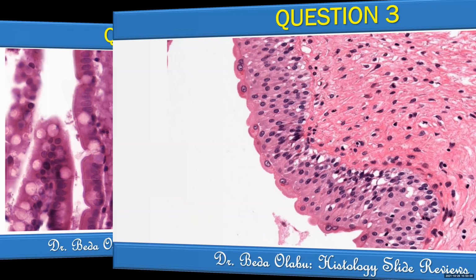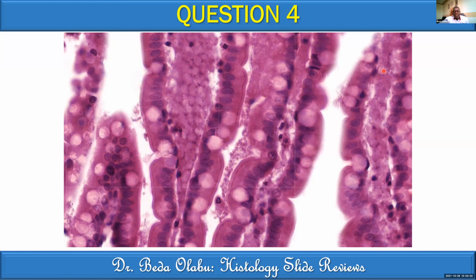Okay. Number 4 is this. Any volunteer for this? Yes, Christian. It's pseudostratified columnar epithelium with goblet cells. Okay, I want you to look at it again, Doc.